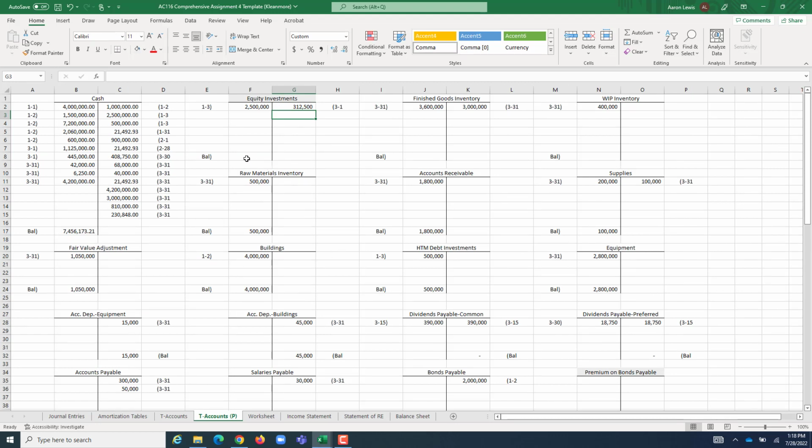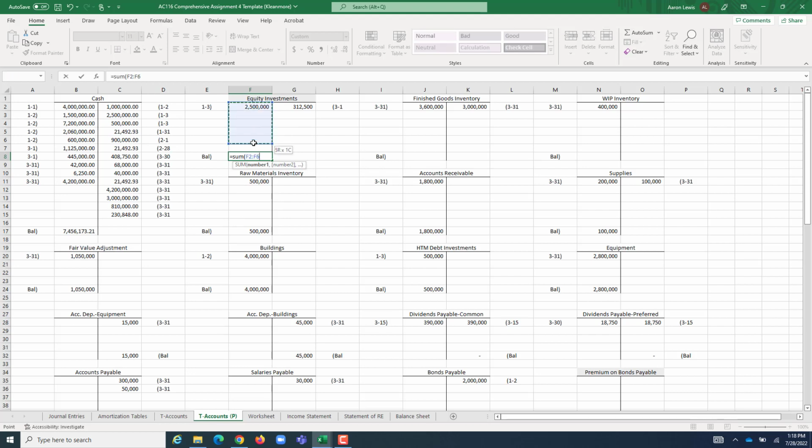And now we get to find the balance of our equity investments account, because those are the only two transactions we had that involved equity investments during the period. Equity investments is an asset account. How do you find the balance of any asset account? You add together all the debits and you subtract out the credits. So you can find the balance by typing equals the sum of all of our debits minus the sum of all of our credits.